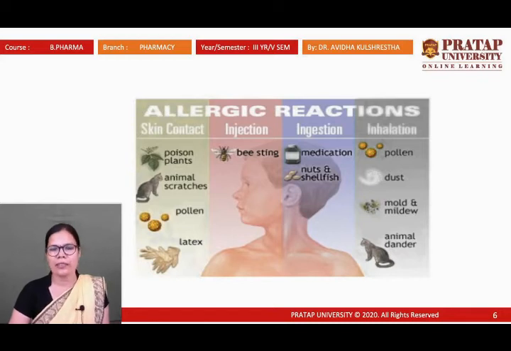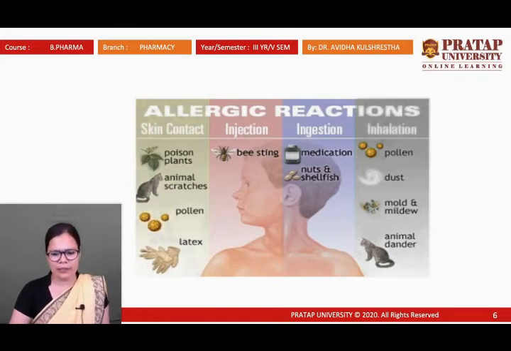That is also an allergic reaction. Ingestion: some people are quite allergic to some food items or some medications. So some specific medications are allergic for some specific people. Inhalation: some people are allergic to some specific kind of dust, mold, animal dander or aroma. So we are allergic to some fragrances. This kind of situation we always face somewhere.